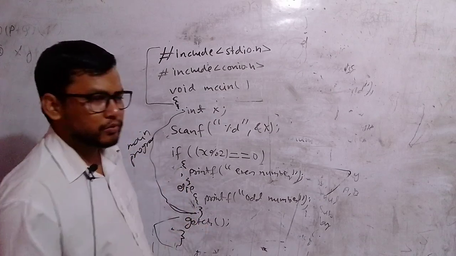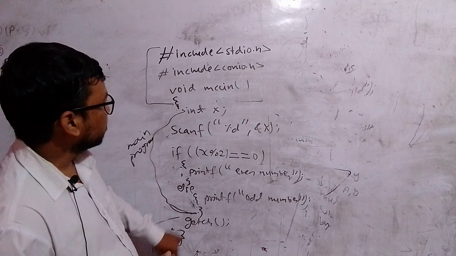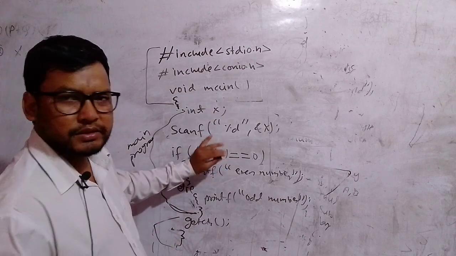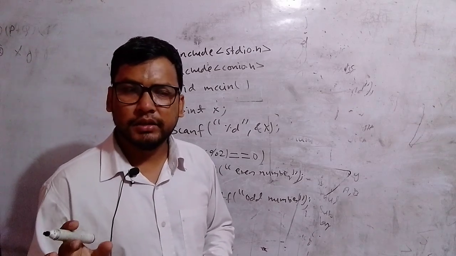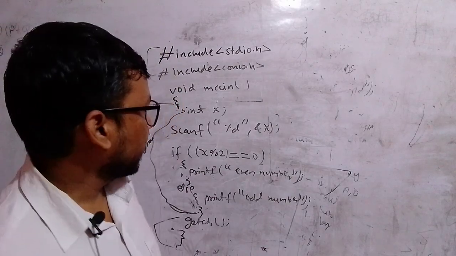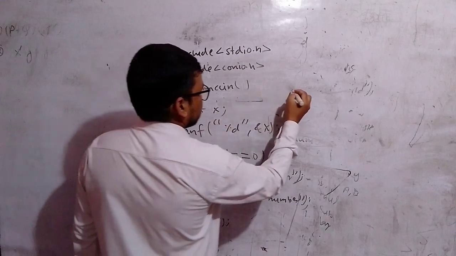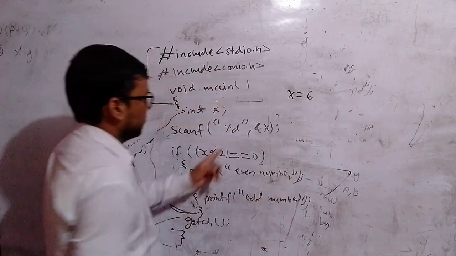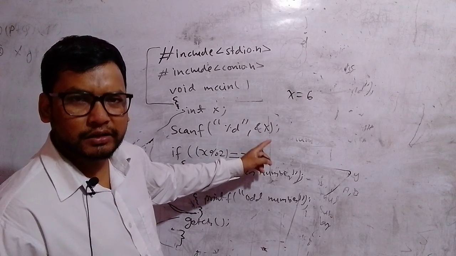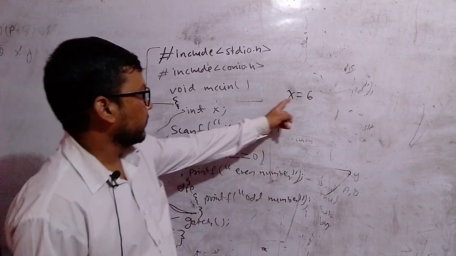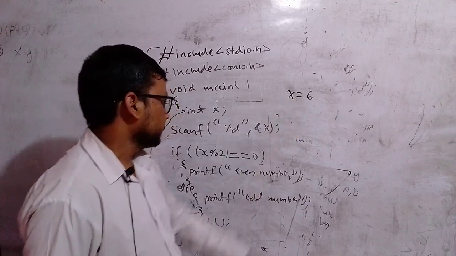Now, this holds the screen until we press any key, and this is the termination of the main function. That means, suppose this is a C program to check whether a given input number is even or odd. Let's take an input. Suppose while executing this program, a screen asks us to enter a number, and we press 6. Then 6 will be assigned to x. Then the value of x will be 6.